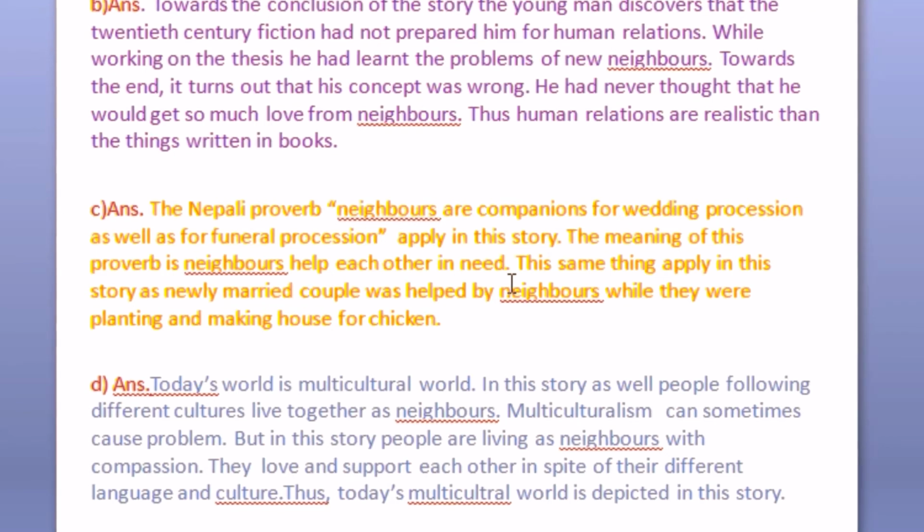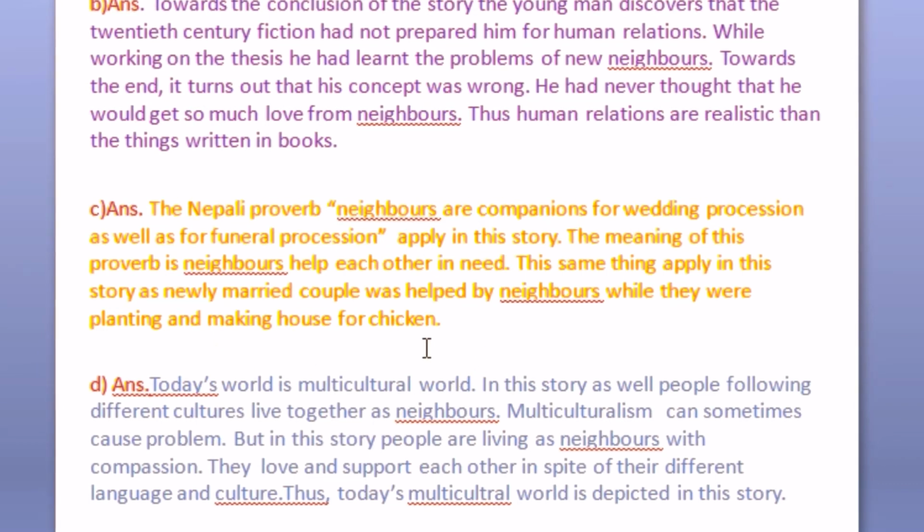As you can see, the same thing applies in this story as the newly married couple was helped by neighbors while they were planting and making the house for chickens. The last question, my dear, you can see the answer, but before that, let me read the question. What is the question there? The author has dealt with an issue of multiculturalism in the story. Why do you think multiculturalism has become a major issue in the present world?